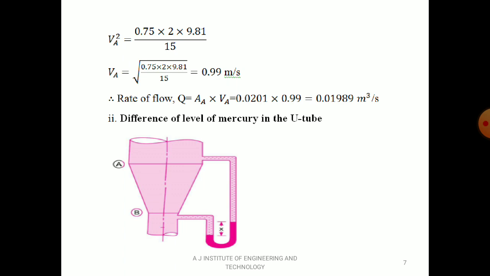Now the second case, difference of level of mercury in the U-tube. Pressure gauges are replaced by a U-tube. So the AA section and BB section remain as they are. Instead of pressure gauges, we are going to connect one U-tube. Now we are supposed to find the difference of mercury level in the U-tube, that is X, you can see in that diagram.